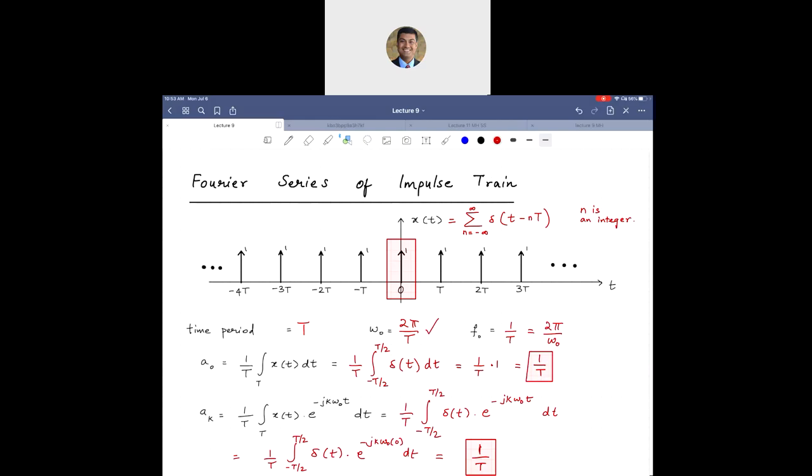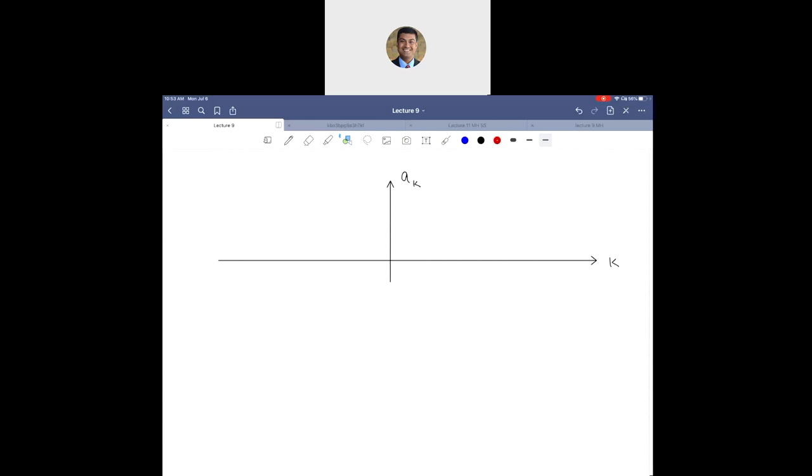So I can use this to sketch my Fourier series coefficients. Let me sketch them right here. I've got k on my x-axis and a sub k on my y-axis. When k is 0, we are right in the middle. I got a sub 0 as 1 over T. So let's say we have that guy, and the height of that guy is going to be 1 over T.